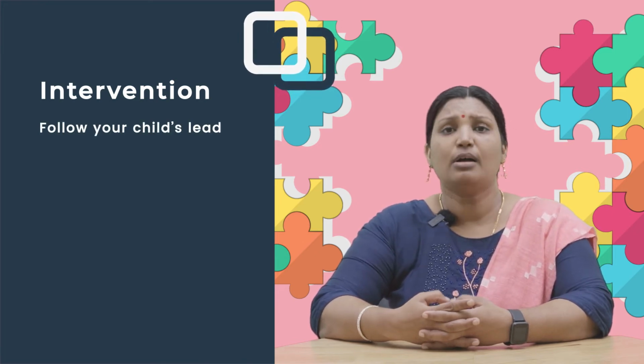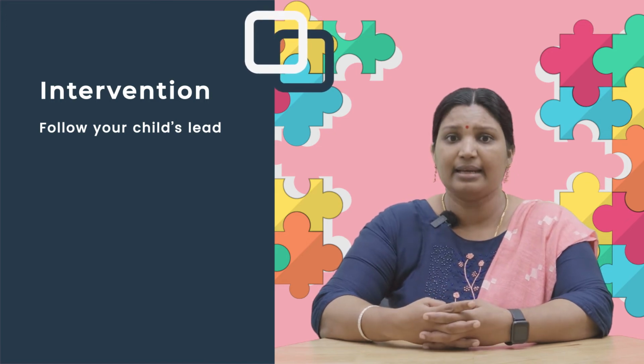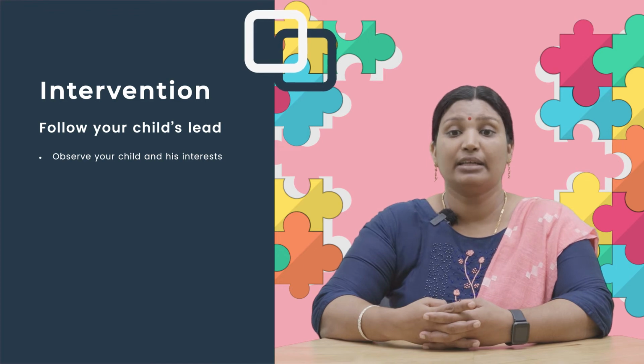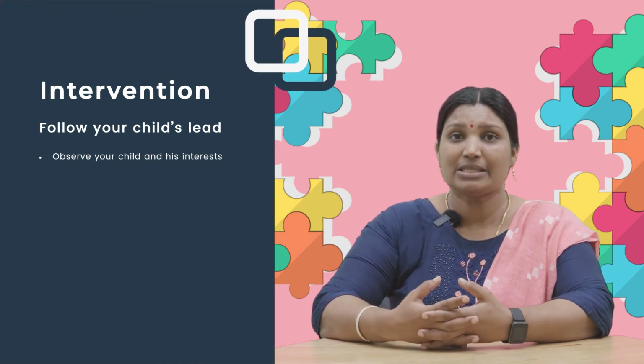So we can always help these children who are echoing. They can be helped by looking for clues that let you know the meaning behind your child's message. In order to do this, you will need to follow your child's lead. So how can we follow the child's lead? Observing your child and his interest, that is, in order to figure out what he is trying to say.